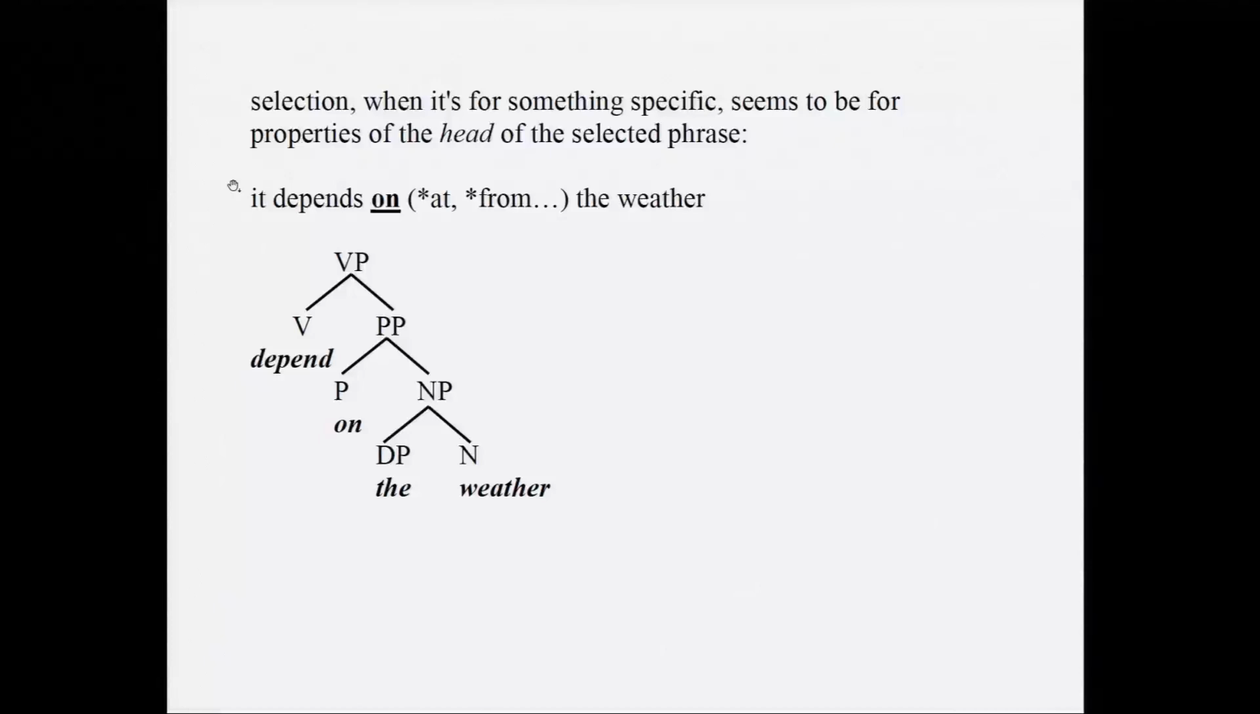We also said that this relation of selection is something that heads can do. They can select for properties of their sister. Sometimes, at least, they select more specifically than that. They select for sisters where the sister's head has a particular property.